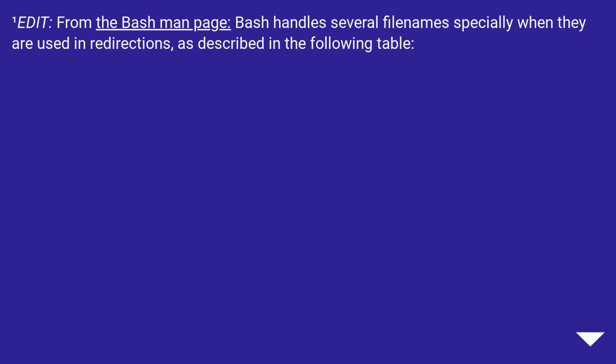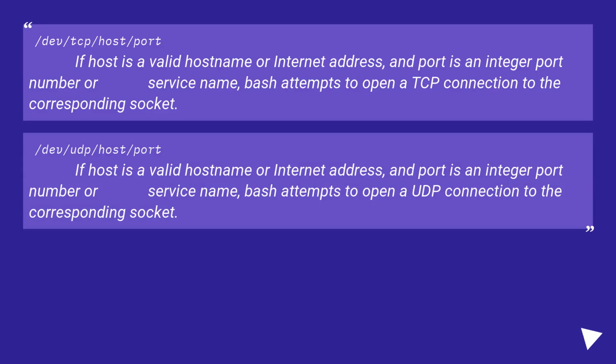[1] Edit, from the bash man page: bash handles several file names specially when they are used in redirections, as described in the following table. /dev/tcp/host/port. If host is a valid host name or internet address, and port is an integer port number or service name, bash attempts to open a TCP connection to the corresponding socket. /dev/udp/host/port. If host is a valid host name or internet address, and port is an integer port number or service name, bash attempts to open a UDP connection to the corresponding socket.